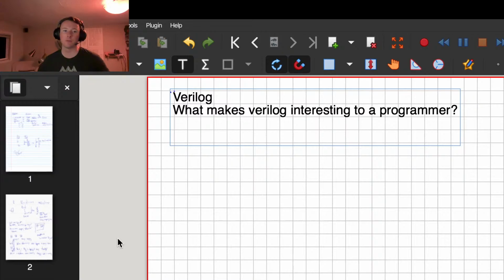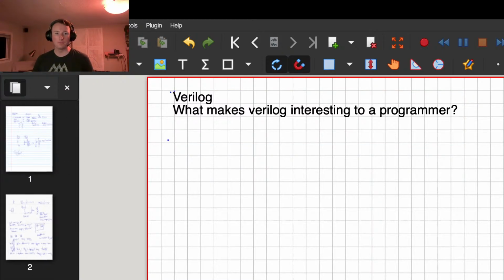So what makes Verilog interesting to a programmer? Might as well just switch over to using the pen here because I have it. So why is Verilog interesting to a programmer? Well, one thing is that it looks like a programming language.